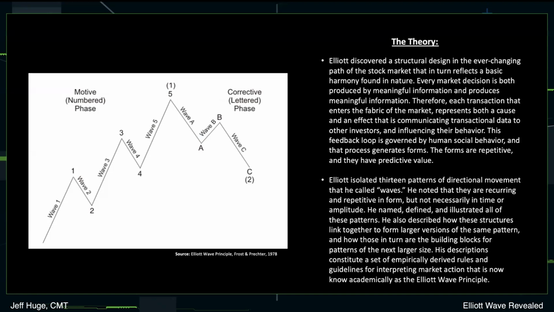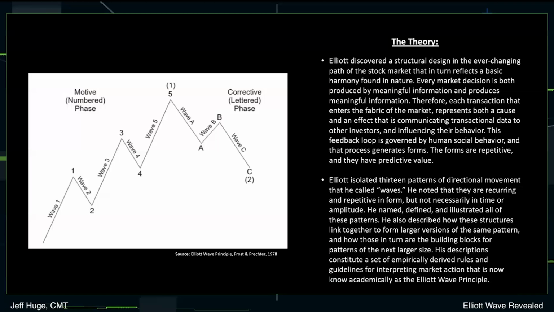Hence the fractal geometry. If you're not familiar with fractals, it's a self-similar pattern that recurs at larger and larger degrees of trend when we're talking about the market. Think of them as like Russian nesting dolls. The descriptions that constitute a set of empirically derived rules and guidelines for interpreting market action is what is now academically known as the Elliott Wave Principle. So that is the theory.